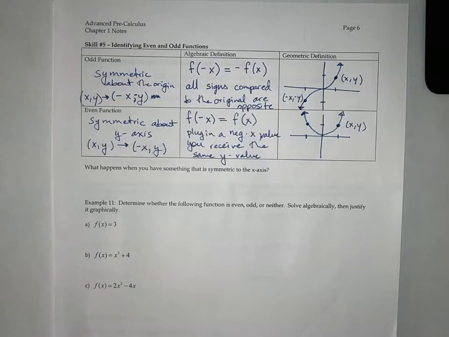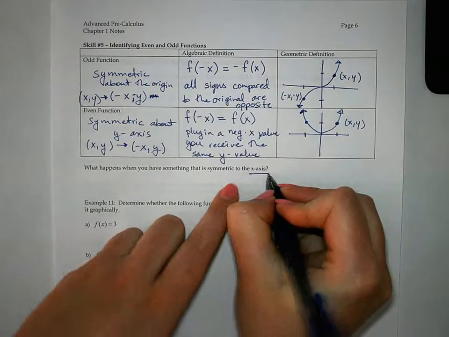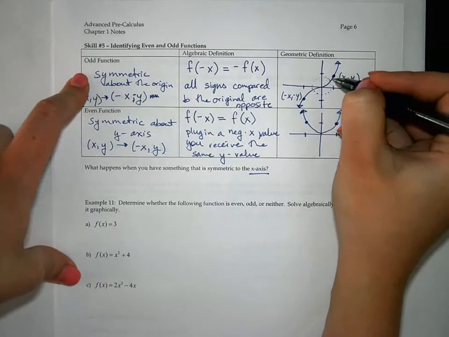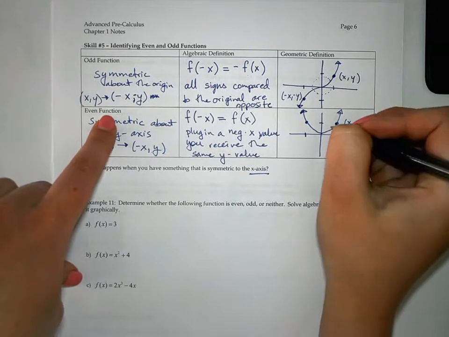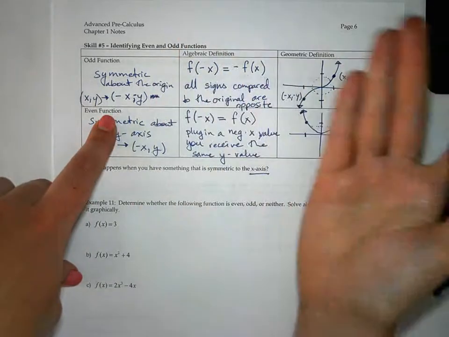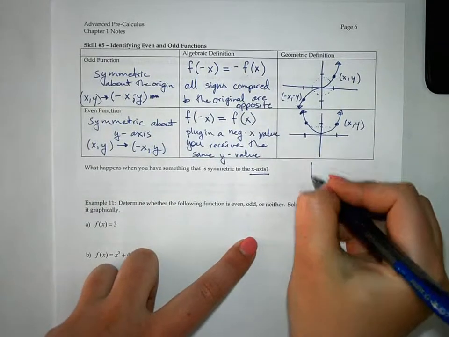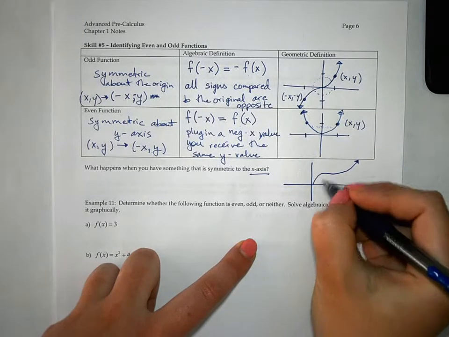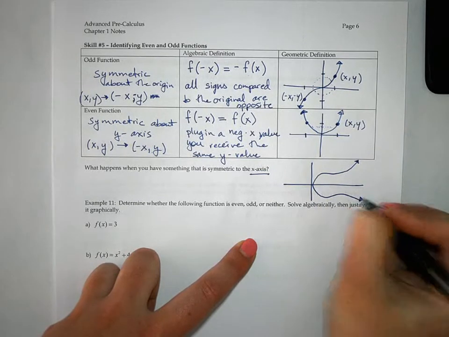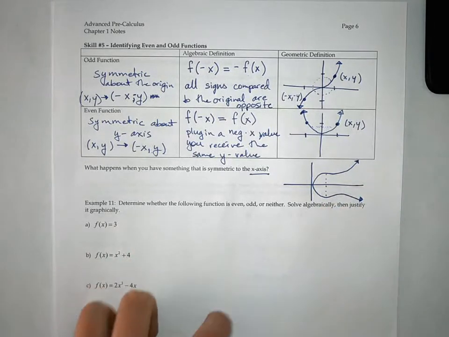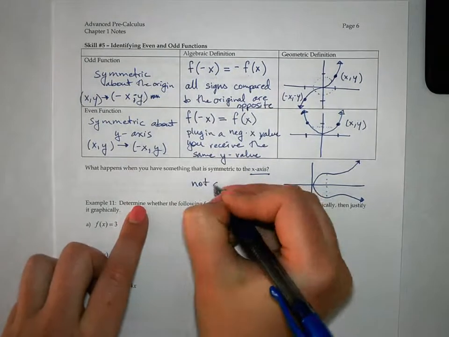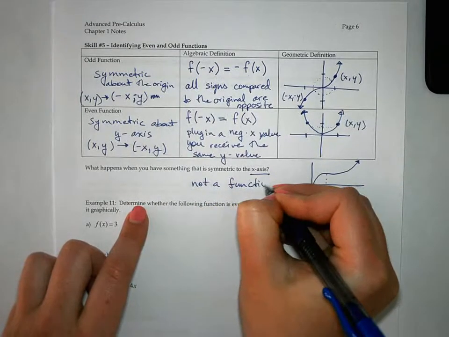So what happens when you have something that is symmetric to the x-axis? Odd, we said, is symmetrical about the origin, meaning that if you were to rotate this about the origin, it would land on itself. Even, if you were to reflect this across, it would still land on itself. But what about the x-axis? So you have something like this. If you were to reflect that across, you can have that as a picture. It's a type of symmetry, but now it's no longer a function. It does not pass the vertical line test.